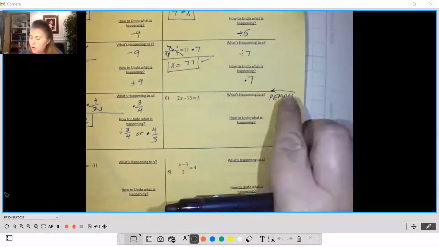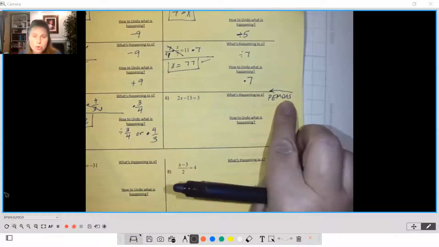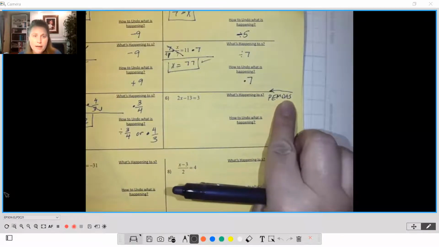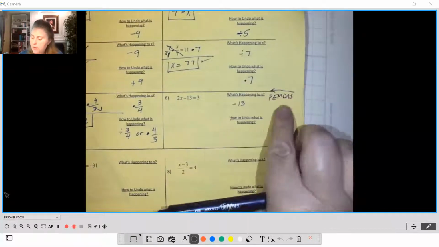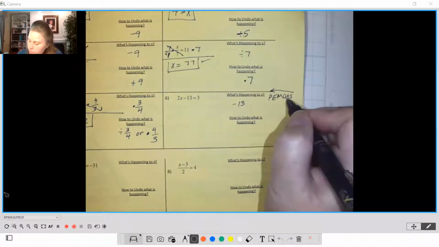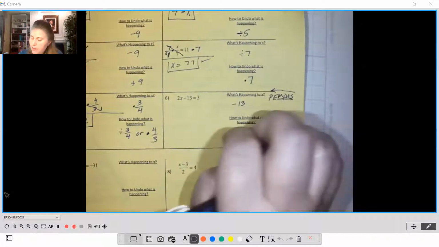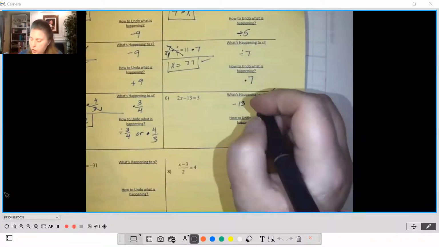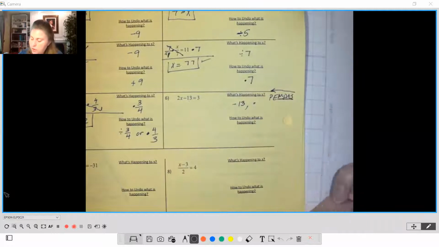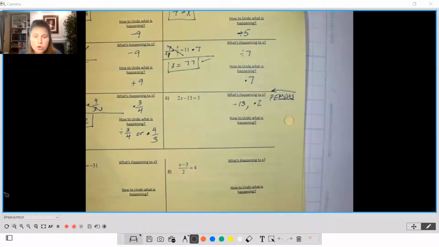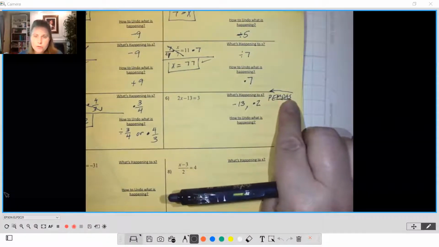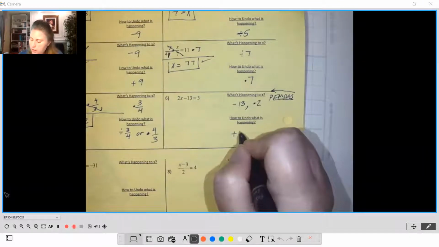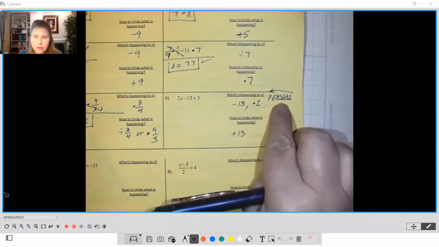Okay. So is anything being added to or subtracted from our variable x? Yes, there's a minus 13. And then is our variable being multiplied or divided by anything? Yes, it's being multiplied by 2. So minus 13, comma, times 2. So when I want to undo that, I'm going to use that order of operations in reverse. So I'm going to add 13, and then I'm going to divide by 2.